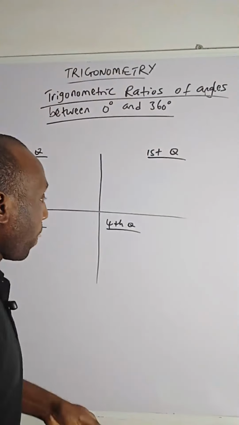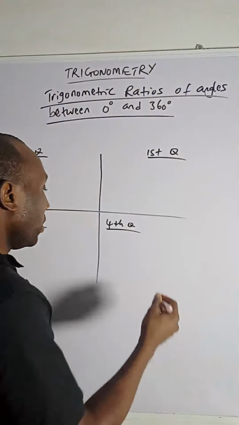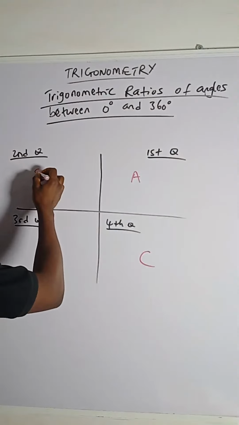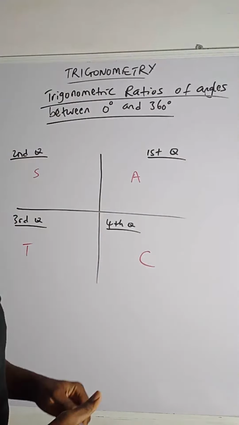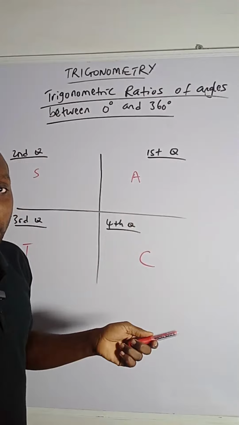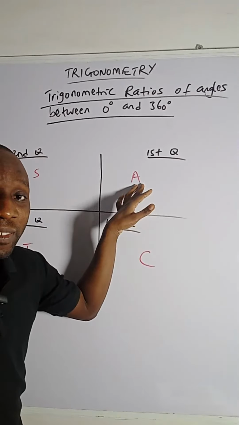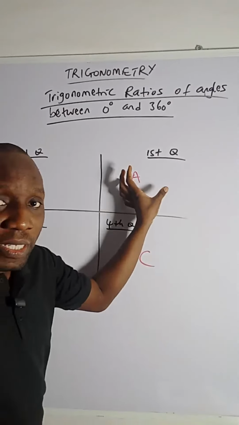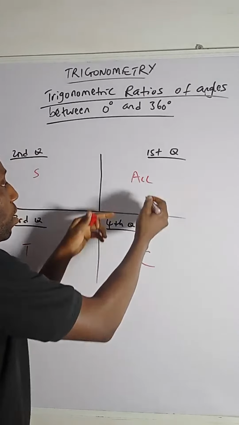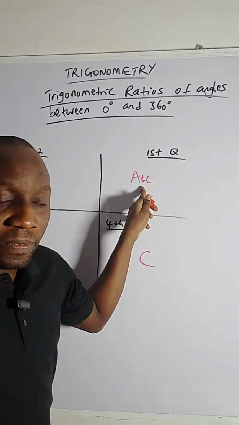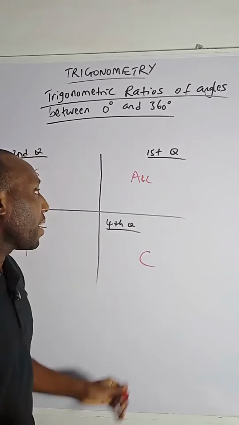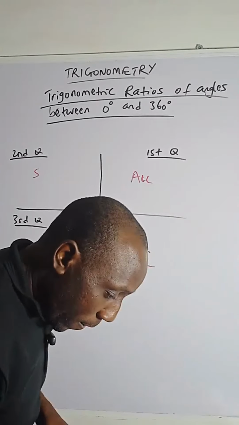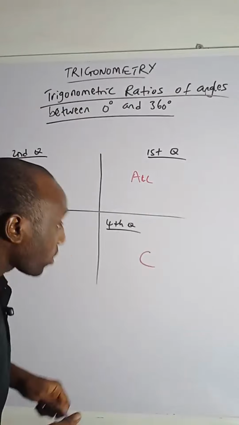So see this. I just wrote CAST the other time, and this is CAST. Or you can say, like somebody said, ASTC. This A stands for all the trig functions are positive in the first quadrant. All are positive. Sine, cos, and tan are all what? Positive in the first quadrant. Are you with me? Yes, all of them are positive.